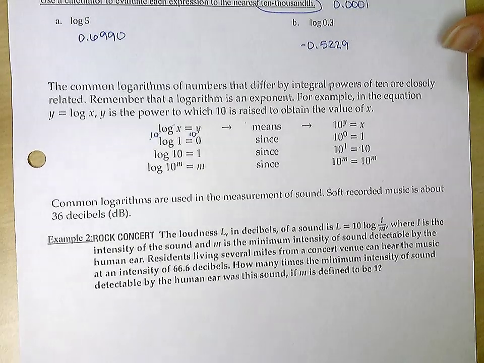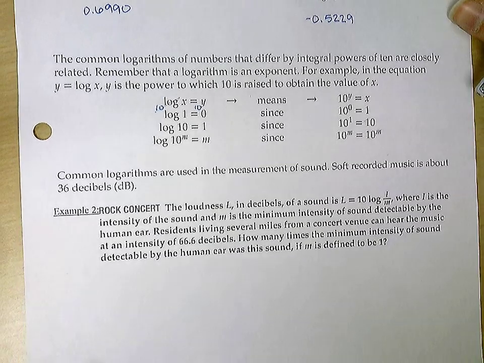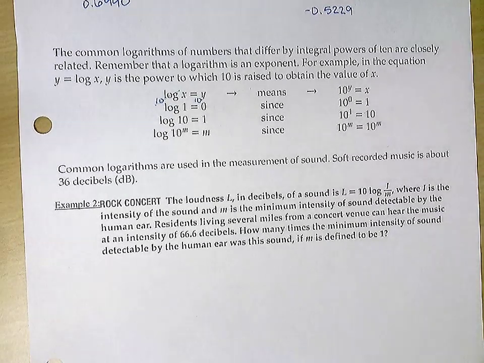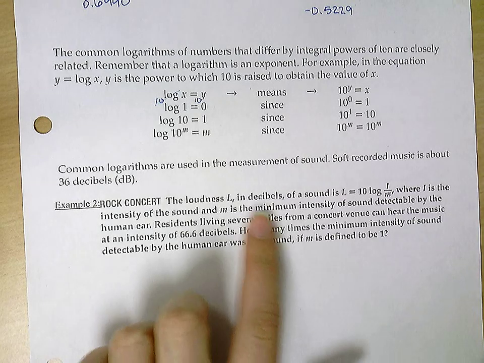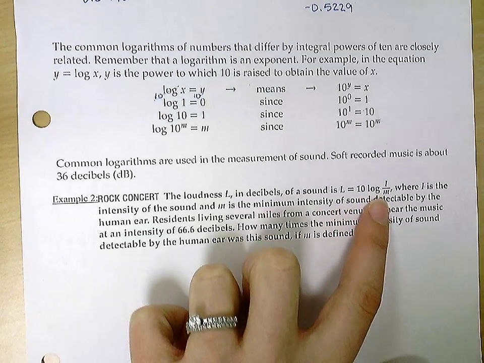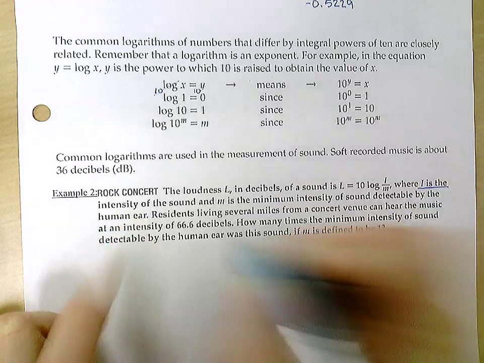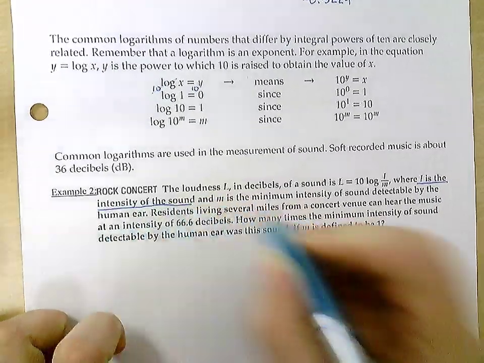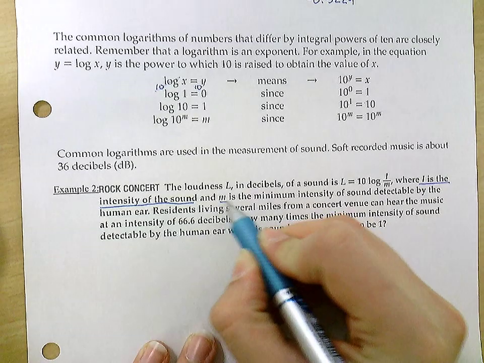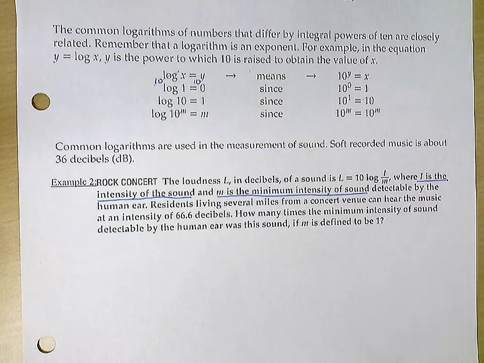Common logarithms are used in the measurement of sound. Soft recorded music is about 36 decibels, dB. The loudness L in decibels of a sound is L equals 10 log of I over M, where I is the intensity of sound and M is the minimum intensity of sound detectable by the human ear.